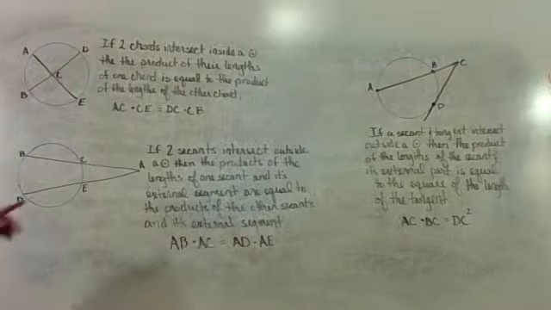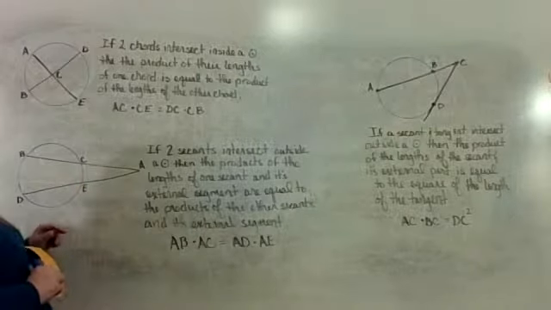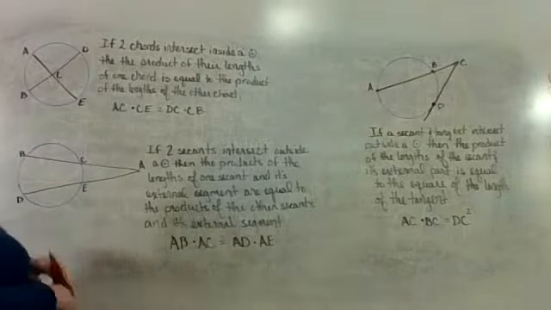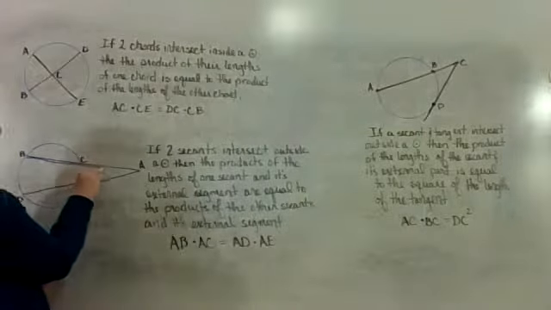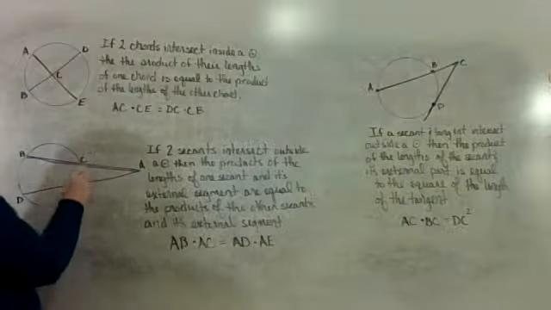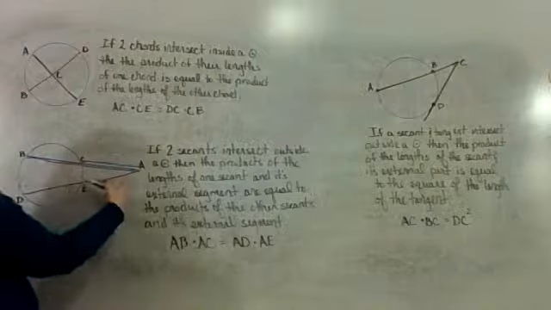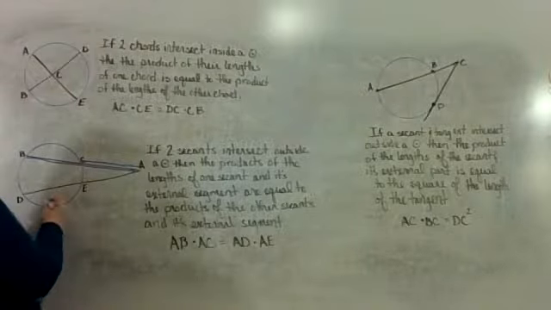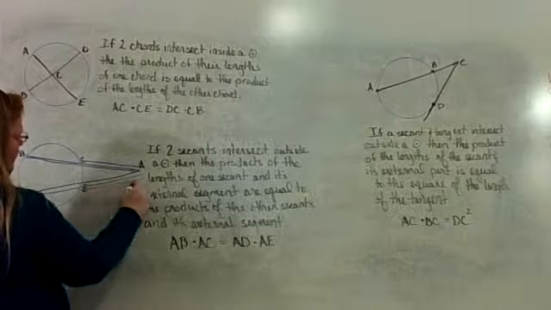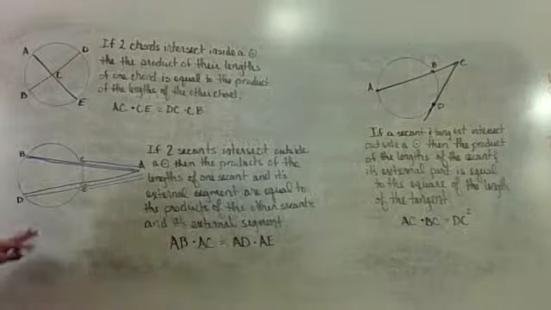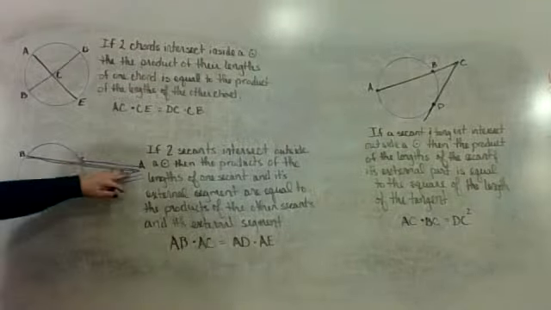For the next one, if two secants intersect outside a circle like this, then the products of the lengths of one secant, so this whole thing is our secant, and its external segment, so that's just that part. So this whole thing times that little part has to equal this whole thing times that little part, just the external part. The external times the whole has to equal the external times the whole.